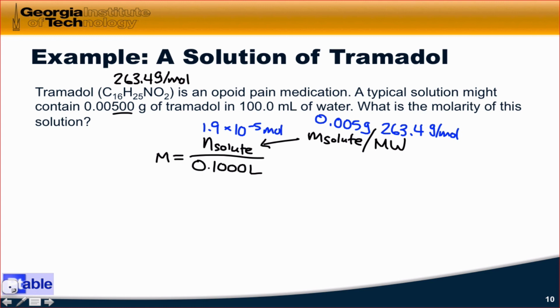When we take this and divide it by the 0.1 liters of solution, we end up with 1.9 times 10 to the negative 4 moles per liter, and you'll often see moles per liter written with a small caps letter M, and that just denotes moles per liter in a slightly more compact form.